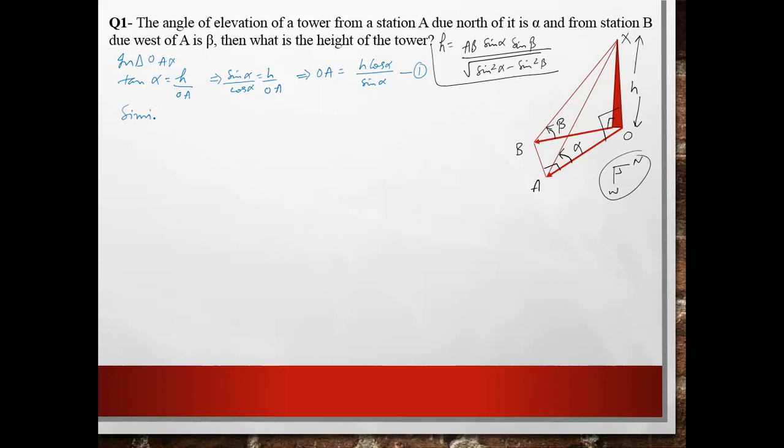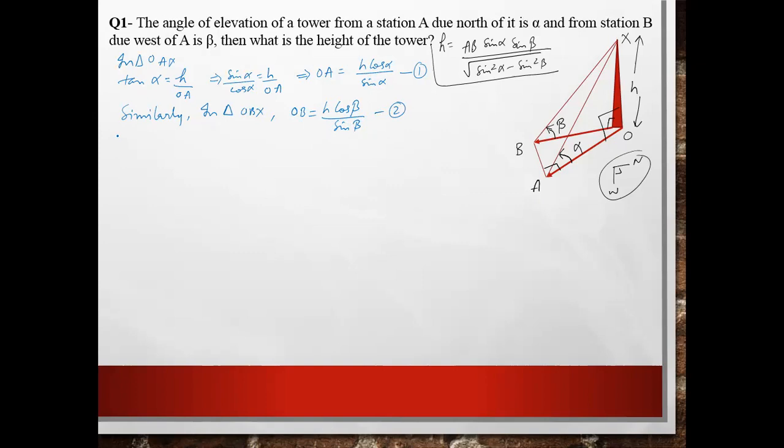Similarly, in triangle OBX, I can write OB in these terms, only the angle will change. OB is h cos beta upon sine beta. This will be my equation 2. I hope you have understood this step. If you apply the same steps, you'll find this OB as h cos beta upon sine beta.